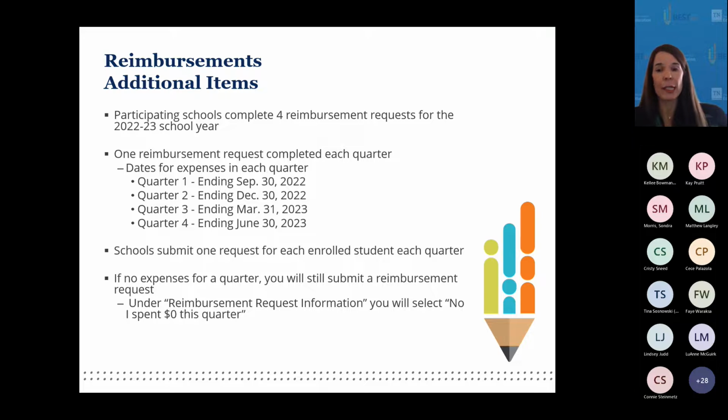Since there has to be a reimbursement request for each quarter, if you have a student that does not have an expenditure in a quarter, a reimbursement form still needs to be completed. However, this will be super easy. You'll just go in and there will be a section on the form that says, I spent $0 this quarter, which is fine. This is useful for us to track, and we want to be sure that we receive requests for all students and we're not missing any reimbursement requests, and that these are paid in a timely manner.